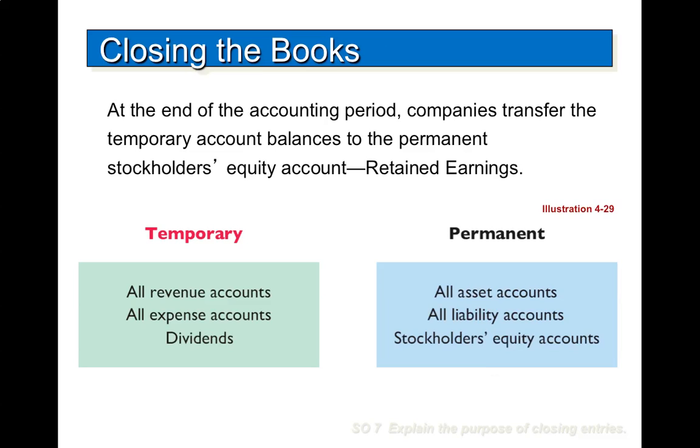At the end of the accounting period, companies transfer the temporary account balances to the permanent stockholders' equity account, retained earnings, through the preparation of closing entries. Closing entries transfer net income or net loss and dividends to retained earnings so the balance in retained earnings agrees with the retained earnings statement. Prior to the closing entries, the balance in retained earnings will be its beginning of the period balance. For Sierra, this is 0 because it is Sierra's first month of operations.